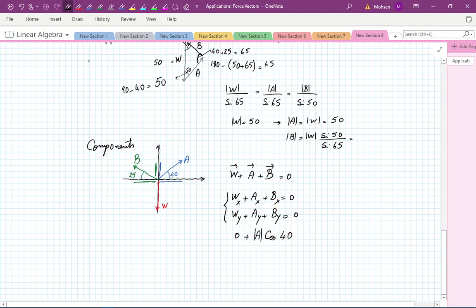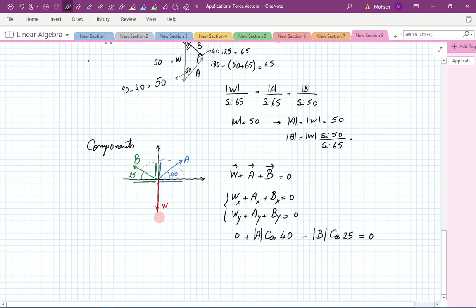How about B? The x component of B, we see, is negative here, going in this direction. Or if you want to be more careful, use your angle from the x-axis, and that will automatically tell you it has to be negative. So here I write minus B, and that's going to be cosine of 25, equal to 0. An alternative way of doing this would be to measure this angle, which is 155, and take the cosine of that, which is minus cosine of 25. That's fine.